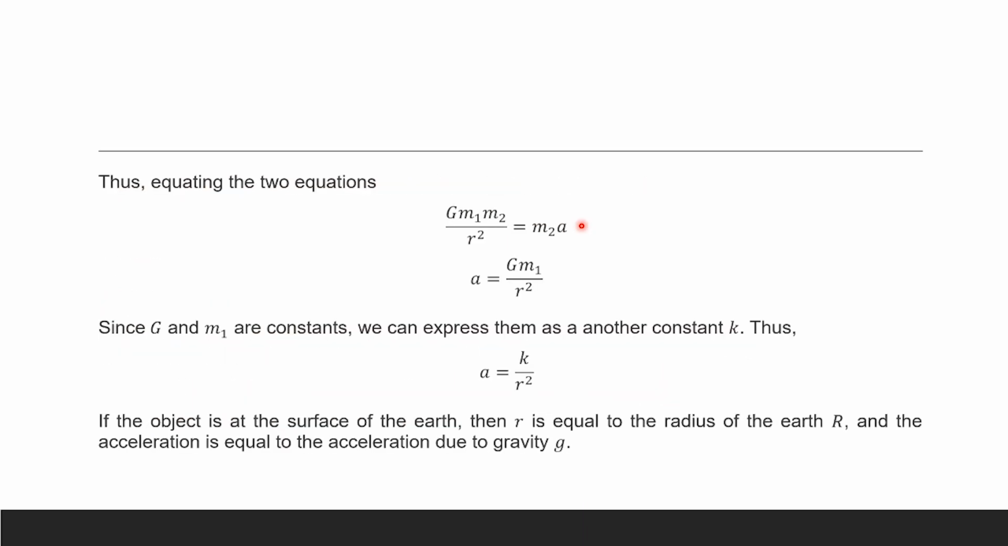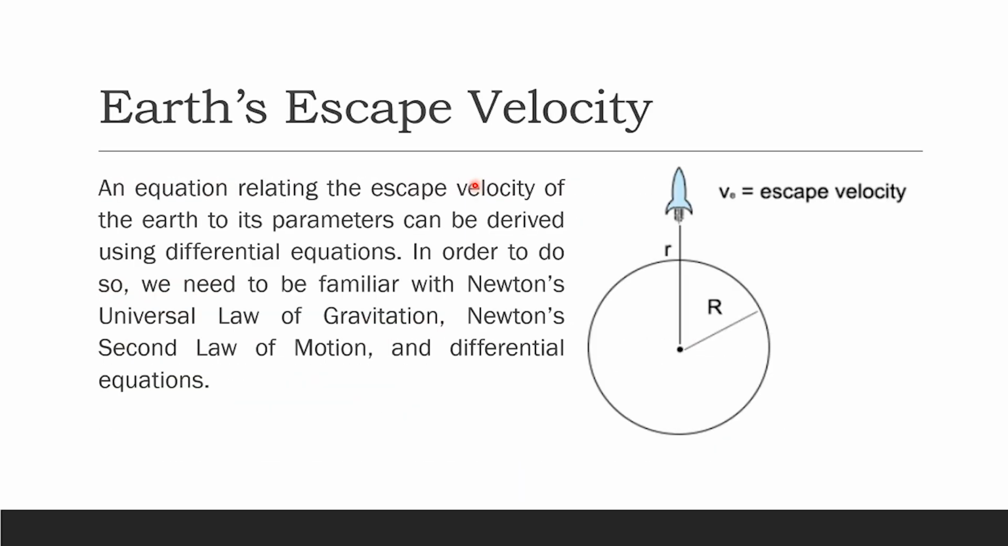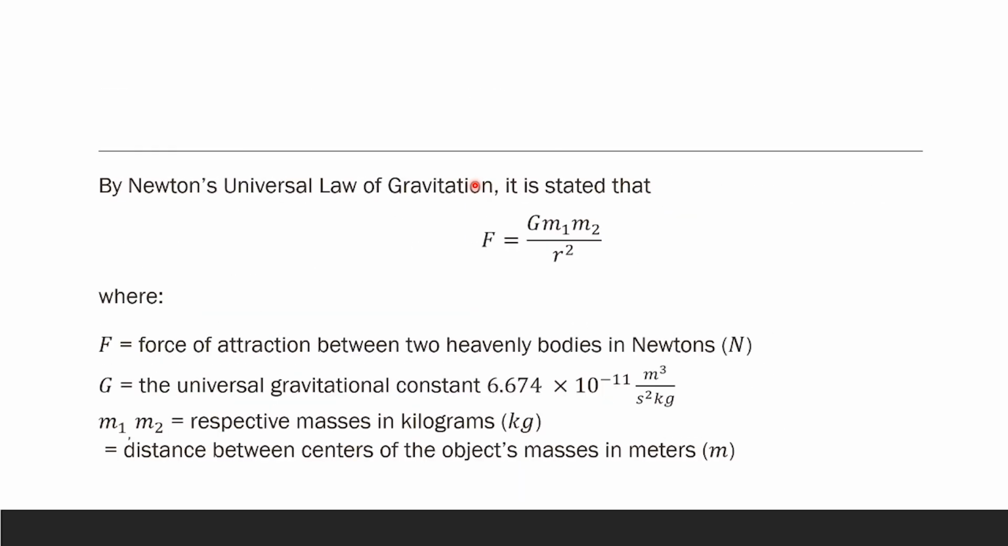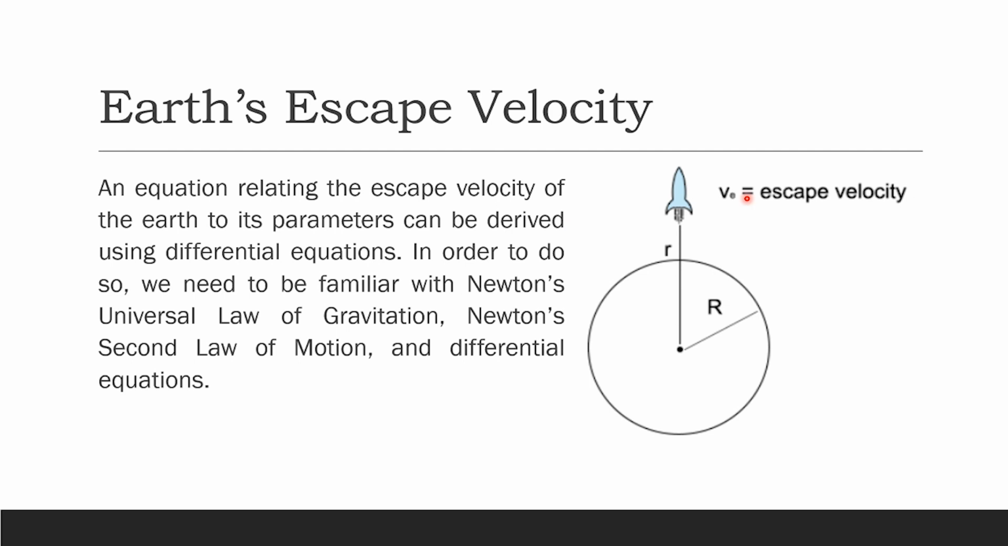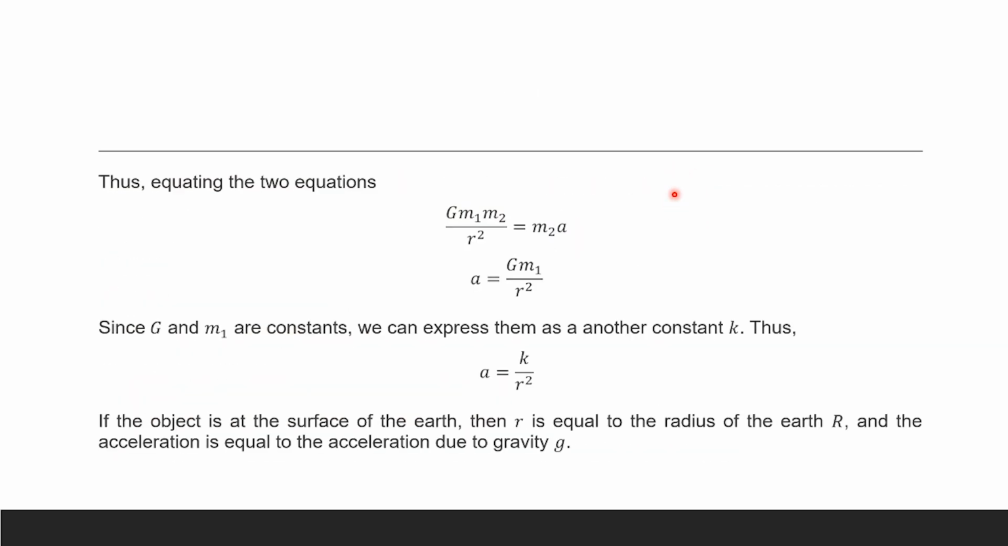So therefore, if we equate the two, let's name the m sub 1 and the m sub 2. M sub 1, this is the Earth. In this example, m sub 1 is the mass of the Earth. M sub 2 is the mass of the rocket ship. So if we apply the second law here, we also use m sub 2 to denote its mass. So equating the two, we have the universal gravitational law.